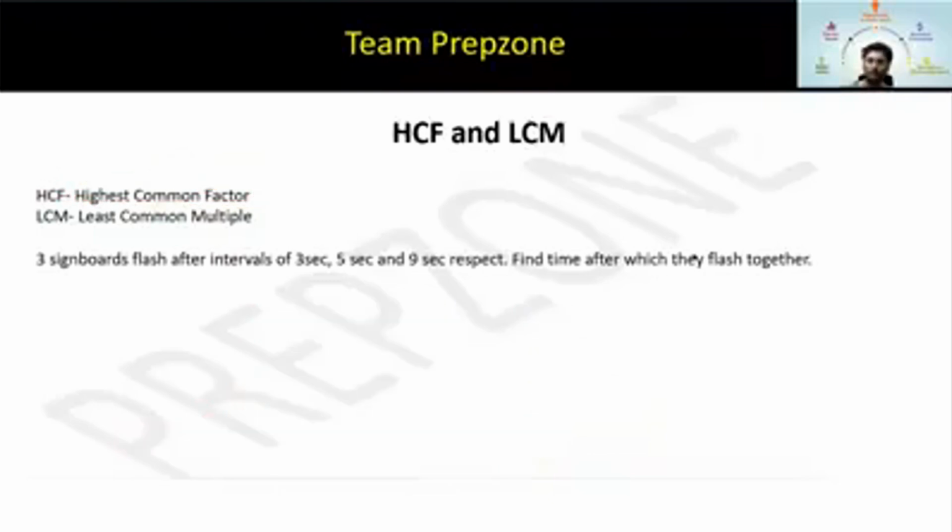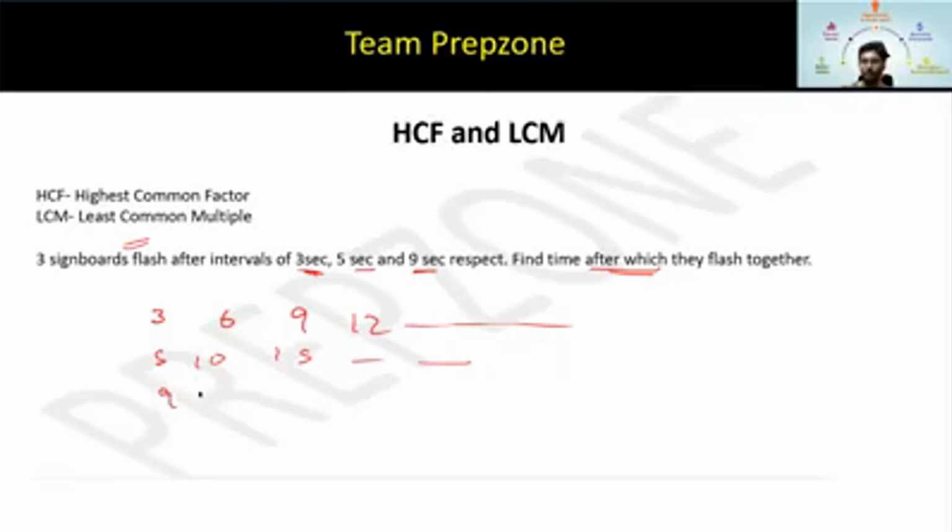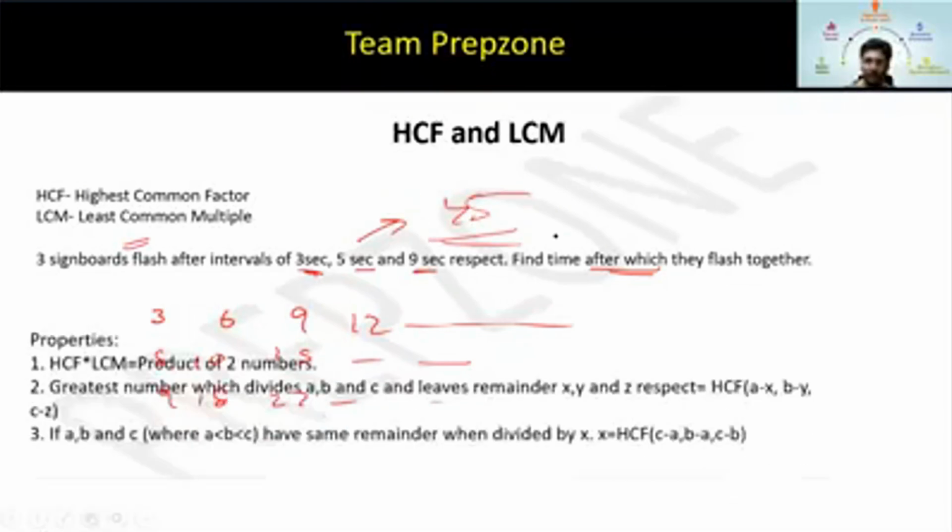A very simple question, guys, which you can see on your screen. Just quickly solve it. There are 3 flash boards. They flash after intervals of 3, 5, and 9 seconds. After how much time will they flash together? It's a very easy question. After 3 seconds, this will flash. Again after 6 seconds, 9 seconds, 12 seconds, and so on. 5, 10, 15, and so on. 9, 18, 27, and so on. Hence, what is this question asking? To take out the LCM, which is 45. Good. Very basic question.